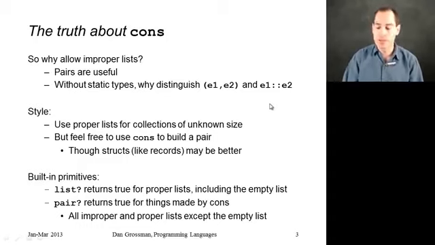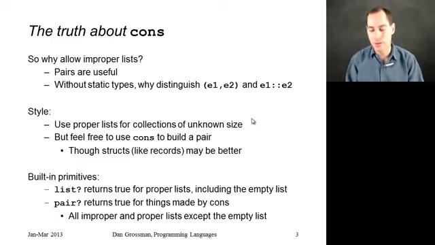Now, as a matter of style, if you have a collection of unknown size, I don't know how many numbers I need to pass to a function or something like that, you really should use a proper list. That's the convention. That's what we want. Put null at the end of your lists. But if you really just need a quick pair or a triple, I just need to hold three things, then a pair or a pair with another pair inside of it is perfectly fine.